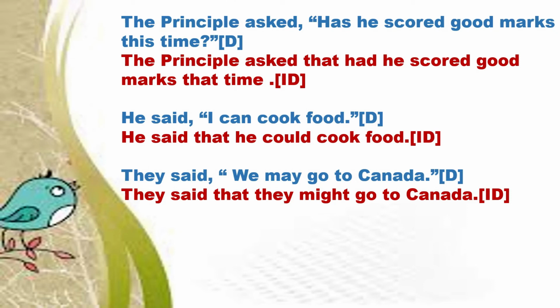The principal asked, has he scored good marks this time, is a direct speech. The principal asked that had he scored good marks that time is an indirect speech. He said, I can cook food, is a direct speech. He said that he could cook food is an indirect speech. They said, we may go to Canada, is a direct speech. They said that they might go to Canada is an indirect speech.